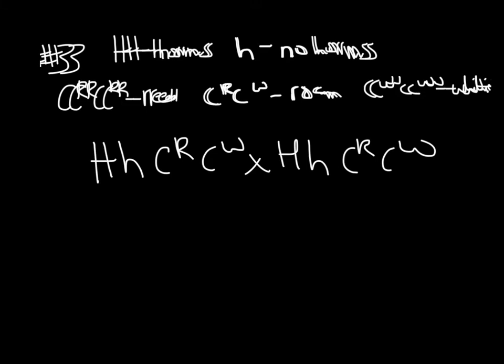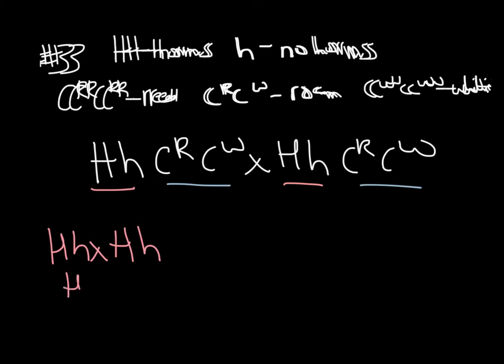So all we have to do, as long as these are independently assorting, is look at our H's and look at our C's and do those separately. So our H's is, again, a monohybrid cross. By this point, you should be becoming real familiar with these. So these end up with our 1 to 2 to 1 ratio of genotypes, 3 to 1 phenotypic ratio. I'll just draw it out again for us.